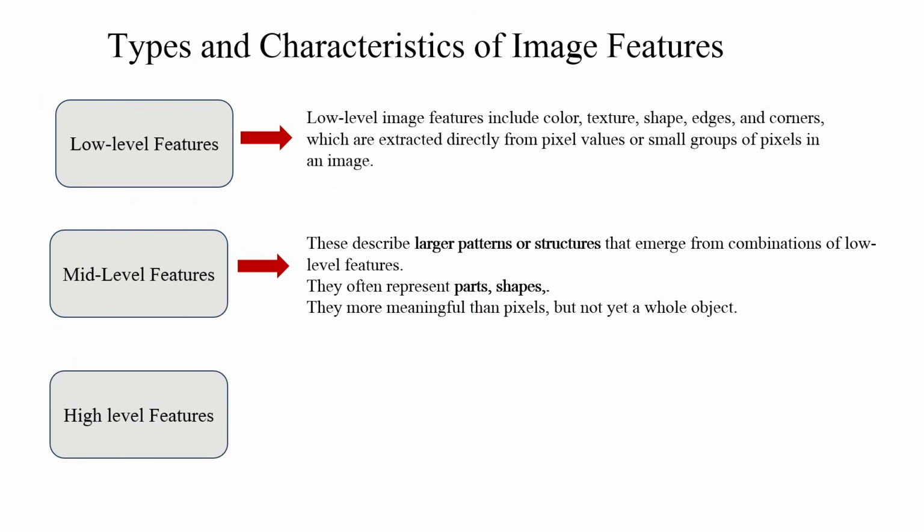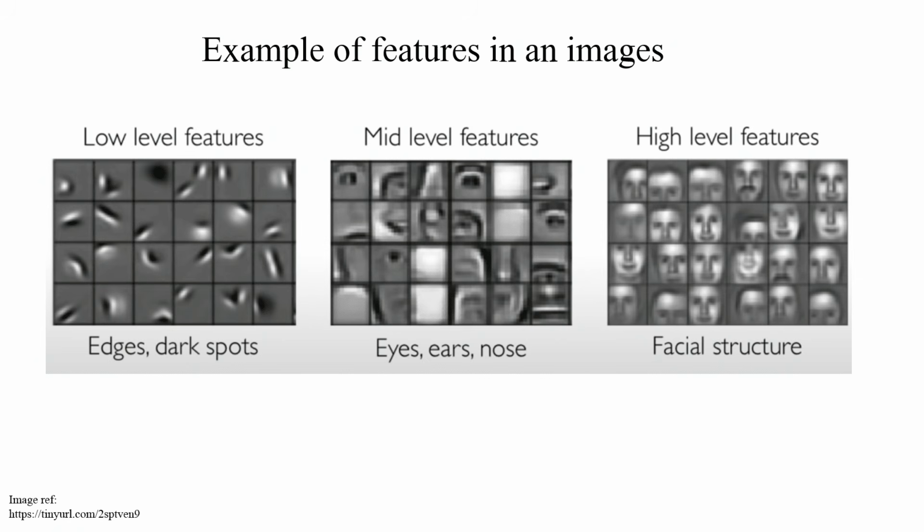Whereas mid-level features describe a larger pattern or structure that emerges from a combination of low-level features. Two or three low-level features combined together will give you a mid-level feature. They often represent parts or shapes, but they do not represent the full object. High-level features correspond to the object-level representation, like the cat class or the dog class in an image.